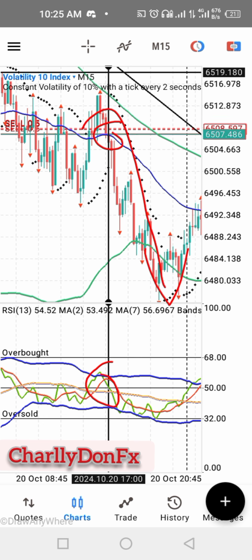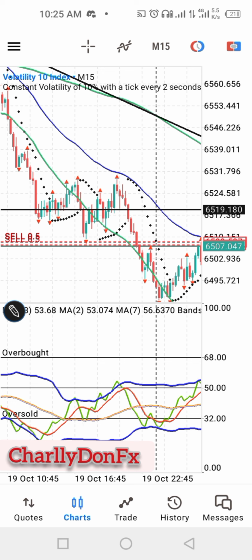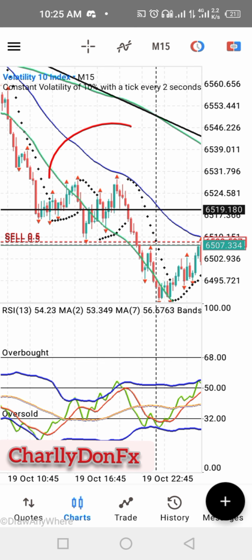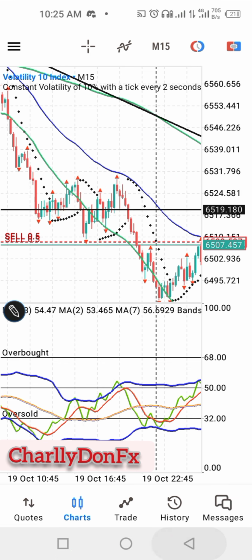That's the technicality in this game. That's the technicality. Now take a look again. This is a sell region. All this region is a sell region because it's in the lower Bollinger Band.